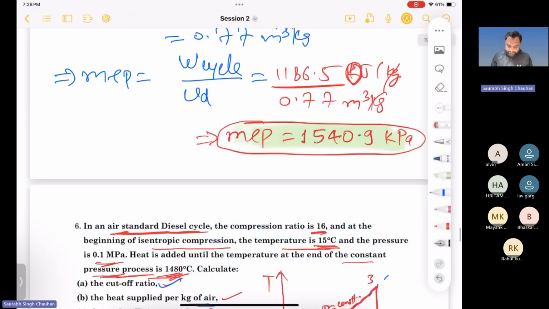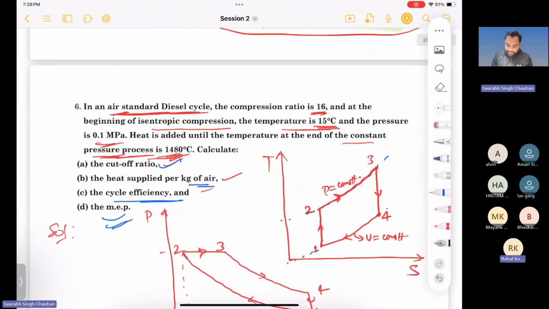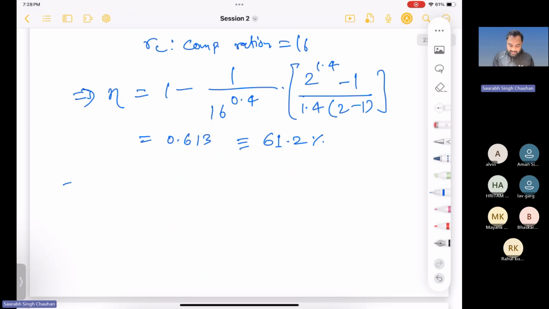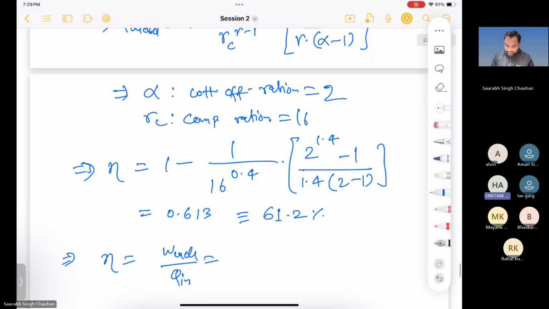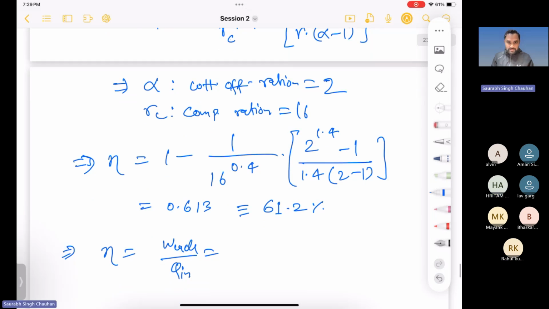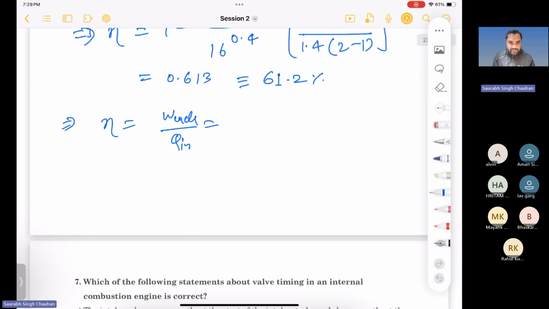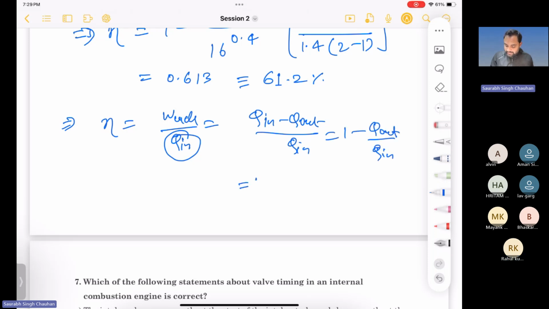What else do we have to find? MEP, mean effective pressure. And one more way to calculate efficiency is work output divided by heat input, right? Yes, sir. You can check it, and we should get the same value. Heat input is already given. Heat rejection you can calculate, and then efficiency will be Q in minus Q out divided by Q in, so 1 minus Q out divided by Q in.